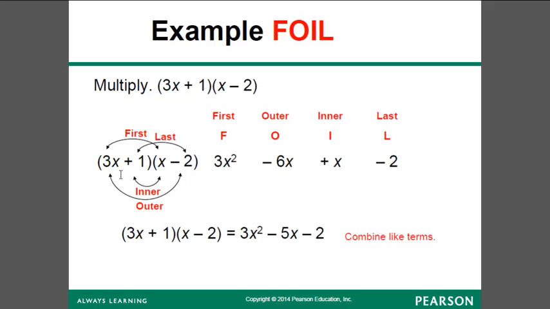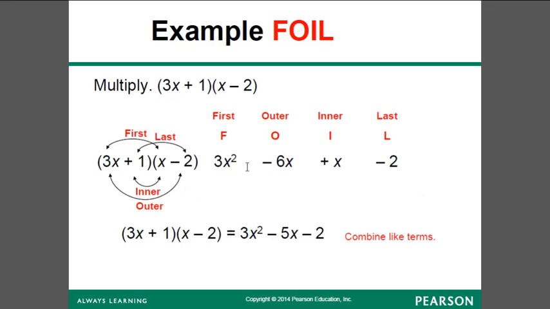Let's look at this example. This example has 3x plus 1 times x minus 2. I've already done the FOIL for this one. I did 3x times x and got 3x squared. I did 3x times the negative 2 and got negative 6x. I did 1 times x and got the plus x. I did the 1 times the negative 2 and got the negative 2. So I did my first times my first, my outside times my outside, my inner times my inner, my last times my last.